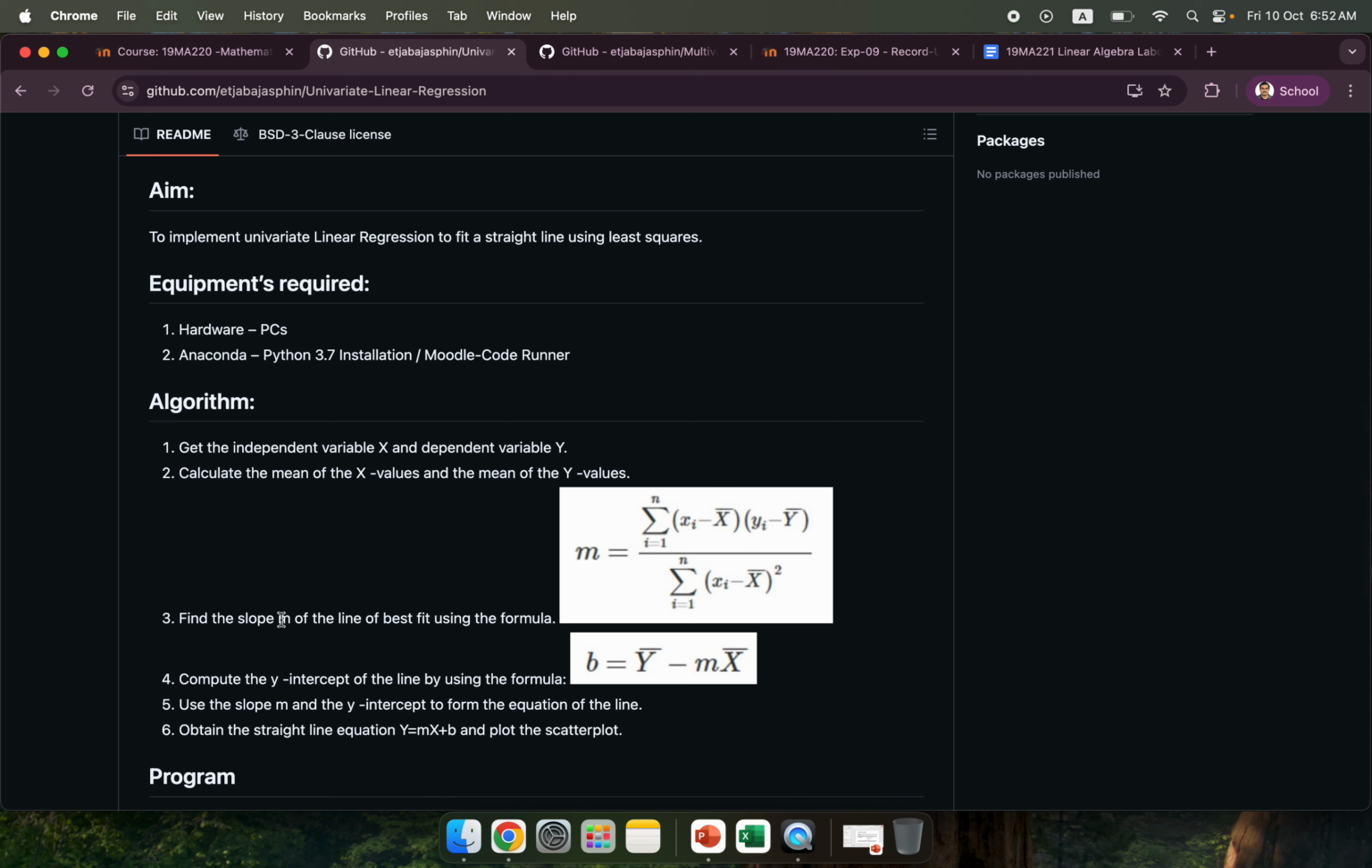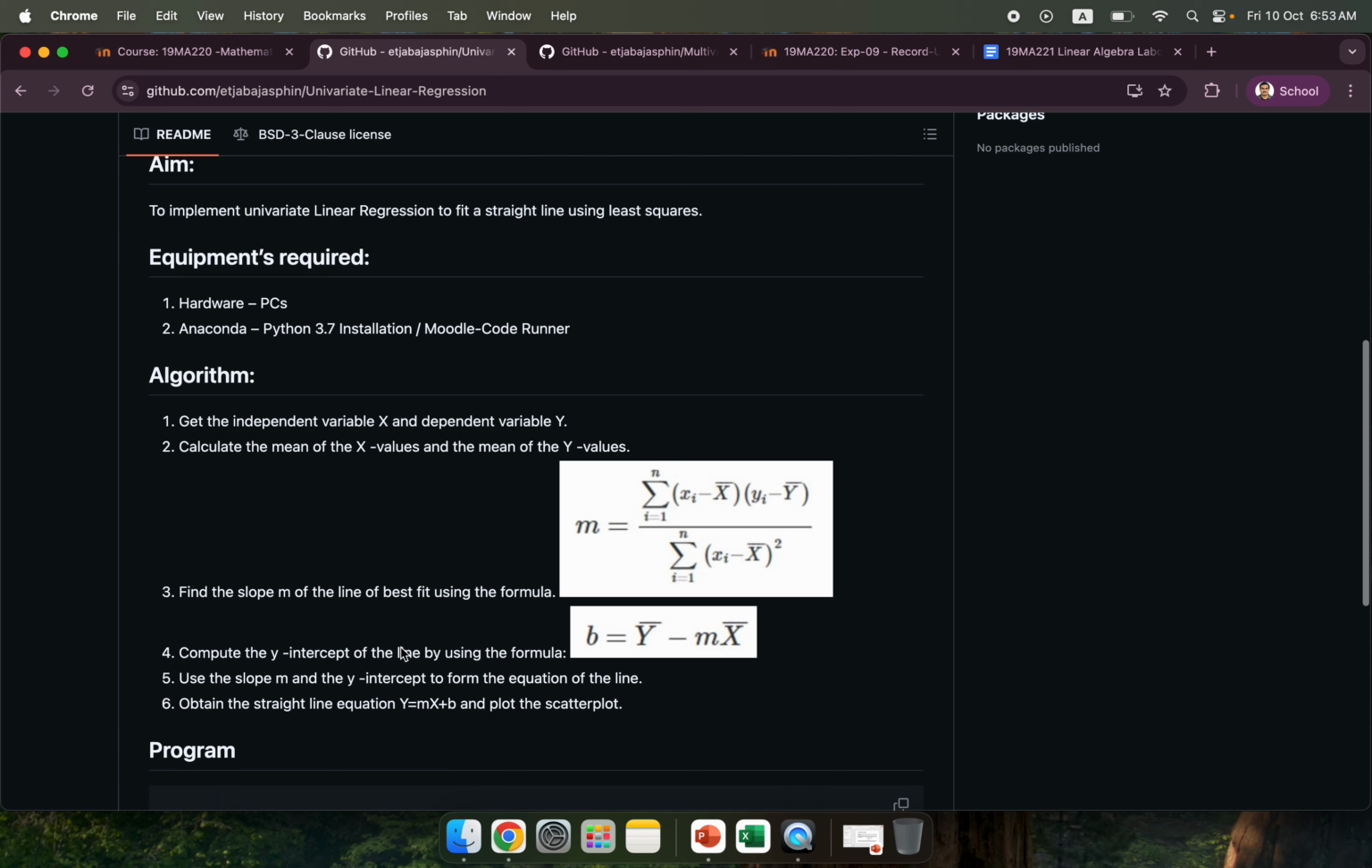You're going to find the mean. First of all, you need to find the mean of the x values. Then you have to find the mean of the y values. And then you need to apply it in this formula to find the value of m as well as the y-intercept. And finally, you need to obtain the straight line equation and plot the scatter plot. This is what you have to do in this particular experiment.